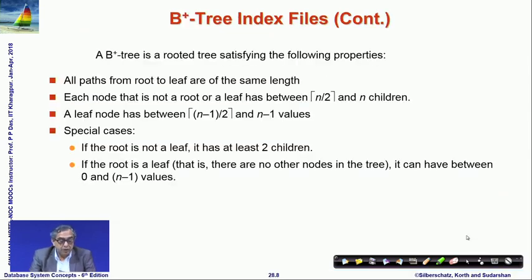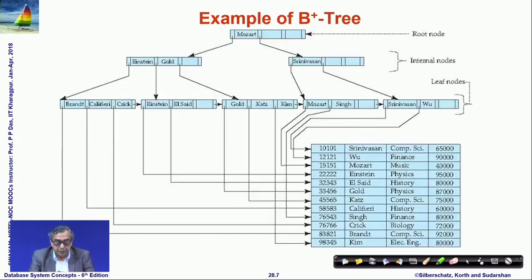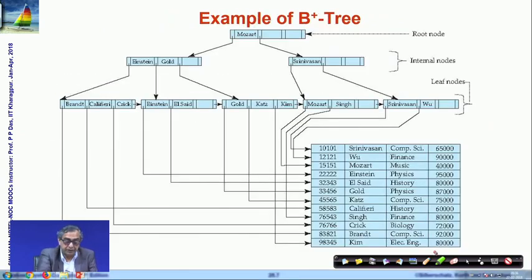So, this is the basic definition of a B plus tree. All paths from root to leaf are of the same length. This is again something you should observe here, because if you see all of these paths, all of them have the same length, which here is 2.